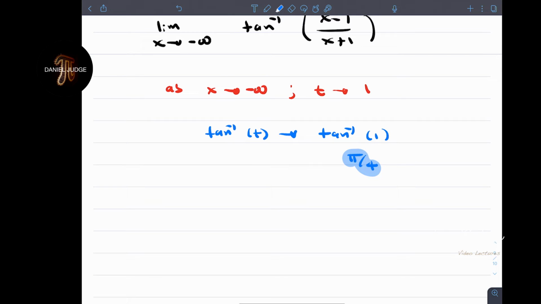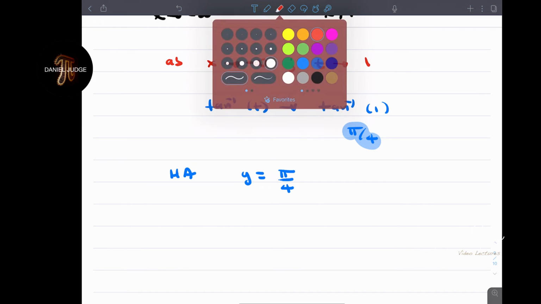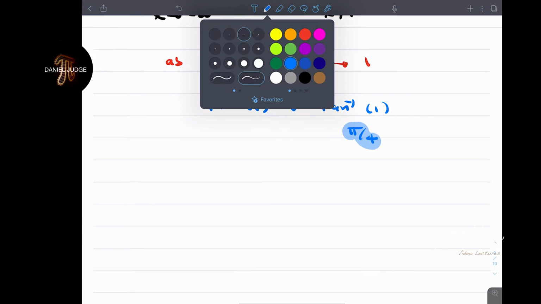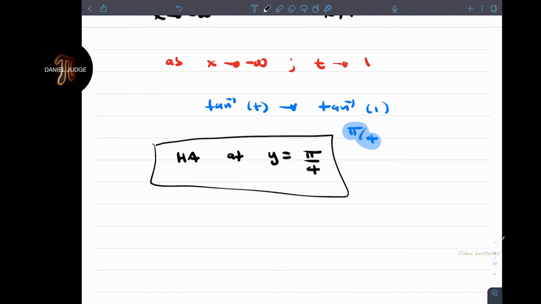So it looks like we have these, what are these called here? Horizontal asymptotes at y equals pi over 4 here. So anyway, this is why we looked at those limits. I guess we have to color it in black, maybe. Anyway, limits at infinity. You have horizontal asymptotes at y equals pi over 4. And that's what the limits at infinity give you.